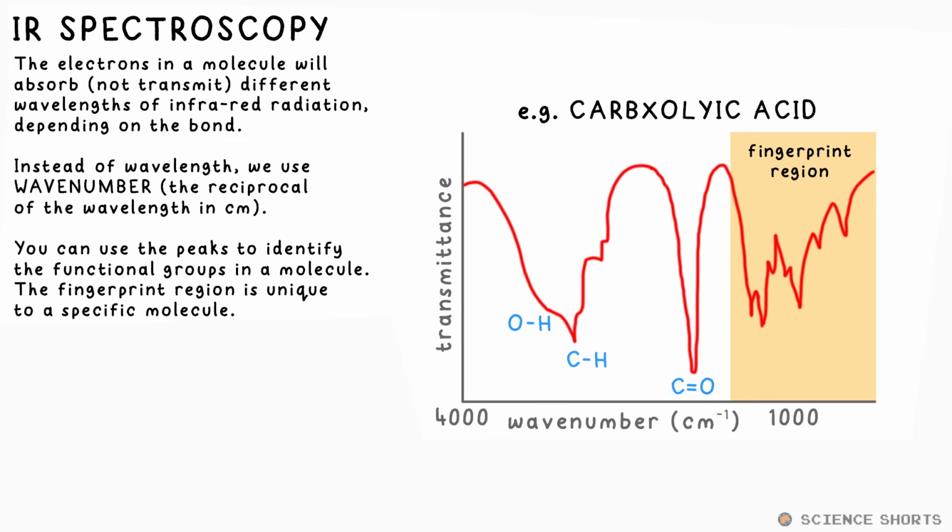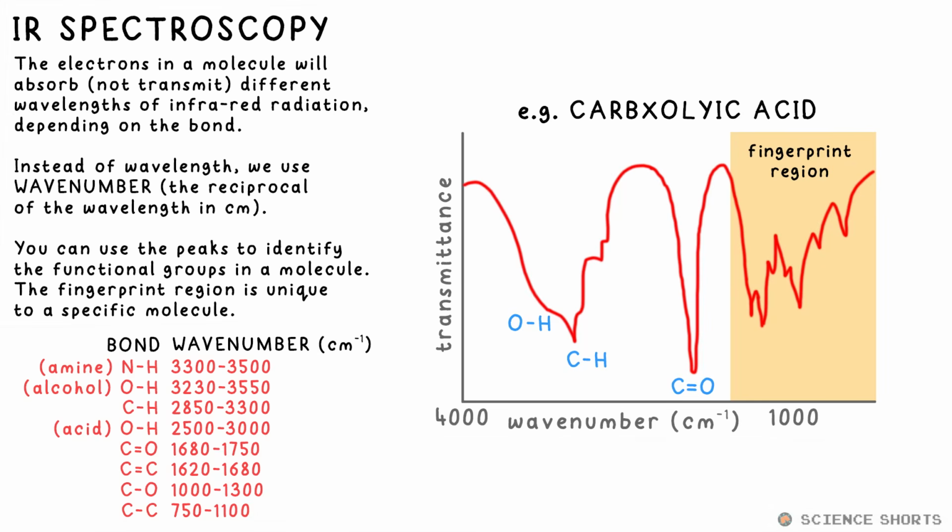However, we have wave number on the x-axis. This is just the reciprocal of wavelength in centimeters, so the unit for wave number is centimeters to the -1. Yes, sadly, you need to be able to spot these characteristic peaks, their shapes, and what wave number they occur at. On the rightmost part of the graph, you have lots of little peaks that tell us more about the specific molecule. This is called the fingerprint region. You don't need to learn any patterns here, thank goodness.